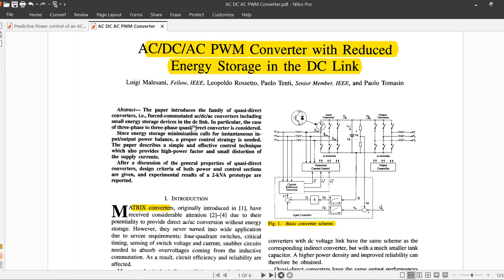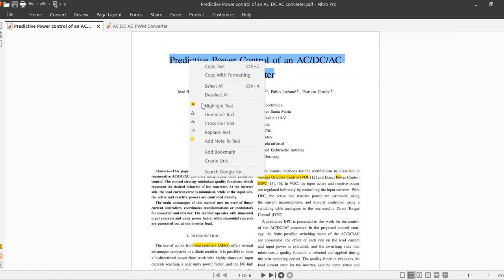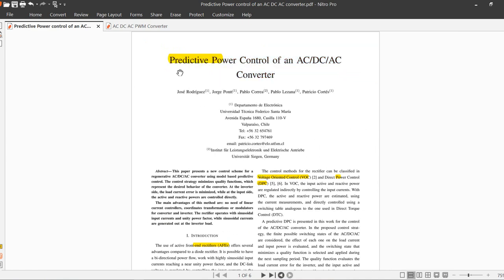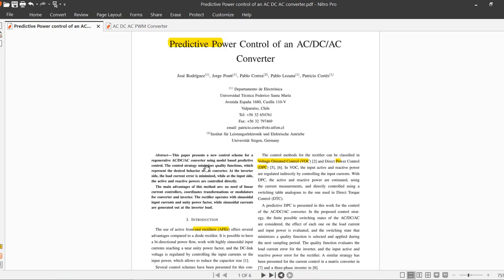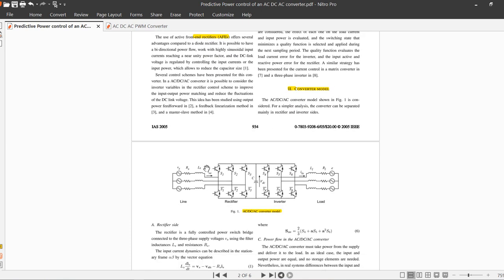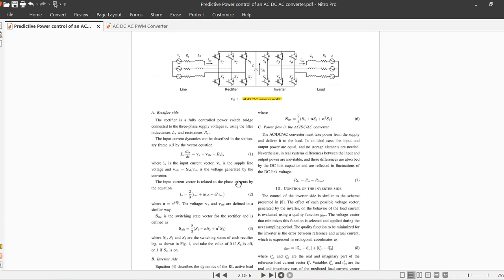of the AC/DC/AC converter. And then the second paper is the predictive power control, which is a predictive control method. Let's see what they are talking about in this paper. Also, we have the schematic of the AC/DC/AC converter model. We have the line rectifier, and then the inverter again, and then we have a load here.